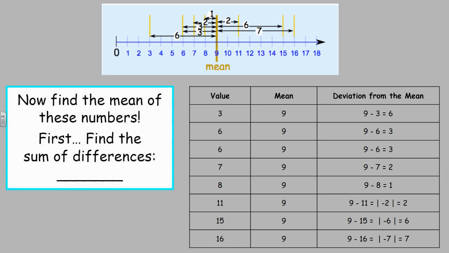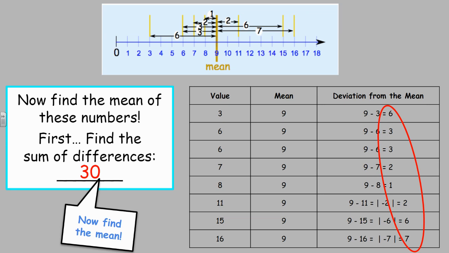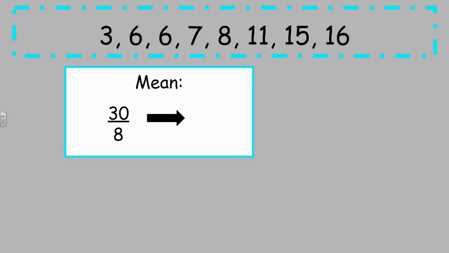Okay, so we've got all of these numbers here, our deviations. Now the last step is to find the mean of those numbers. Again, your first step to finding the mean is to add all of those numbers up. So I'm going to add 6 plus 3 plus 3 plus 2 plus 1 plus 2 plus 6 plus 7. And I get 30 when I'm using my calculator. Now I just need to use that number to find the mean. I've got a total of 8 data points. So 30 divided by 8 is 3.75.